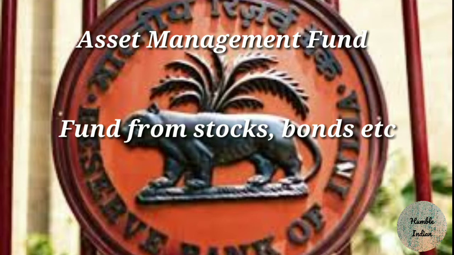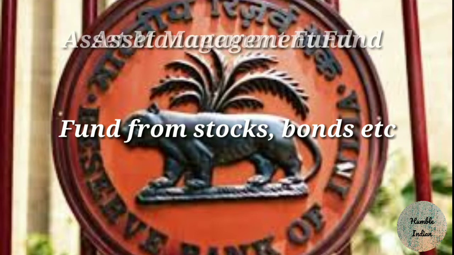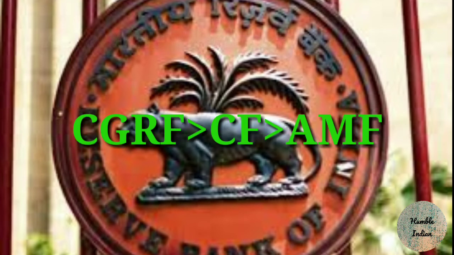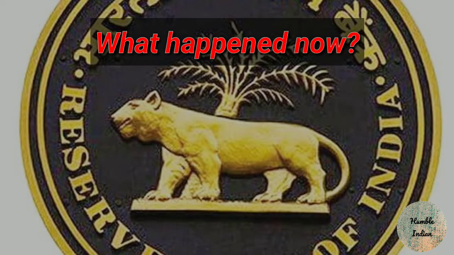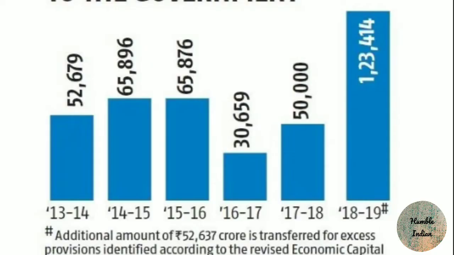Among these 3 funds, the currency and gold revaluation fund has the largest share, while the contingency fund has the second largest, followed by the asset management fund. Now over the years, it is a process that RBI used to pay a dividend of a certain amount to the government on a yearly basis.